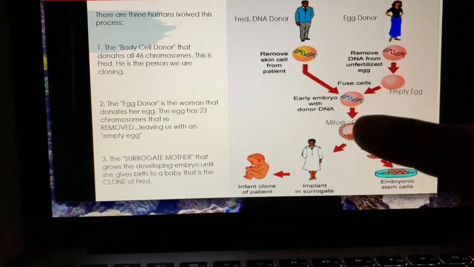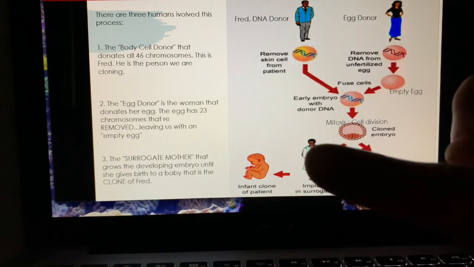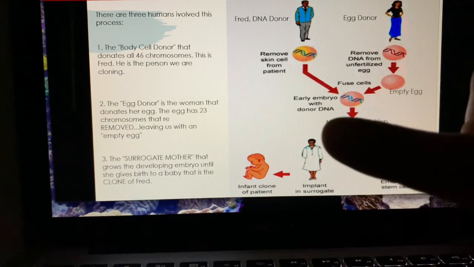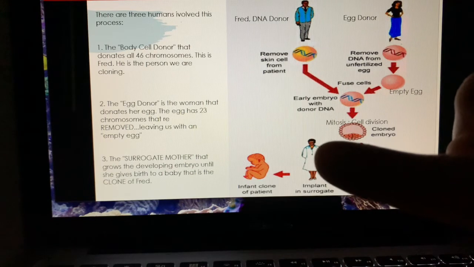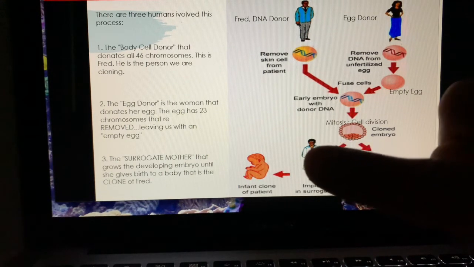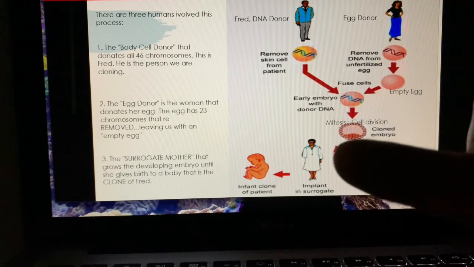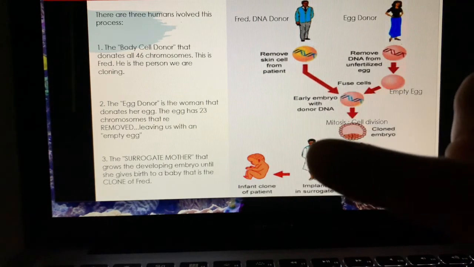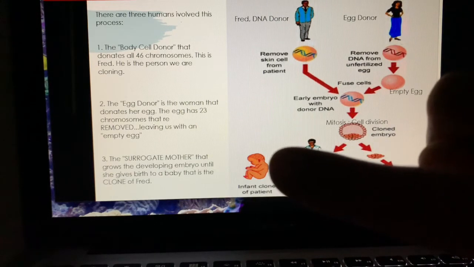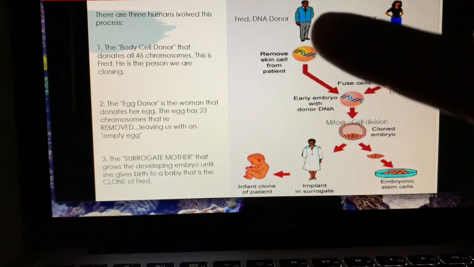If we implant this ball of cells that all have DNA, every single cell from Fred, into her uterus, trick her body into believing it is truly pregnant, she will grow and develop that ball of cells into a human, like she normally would. And about 40 weeks later, from the beginning, she will give birth to a baby boy that is genetically identical to Fred.